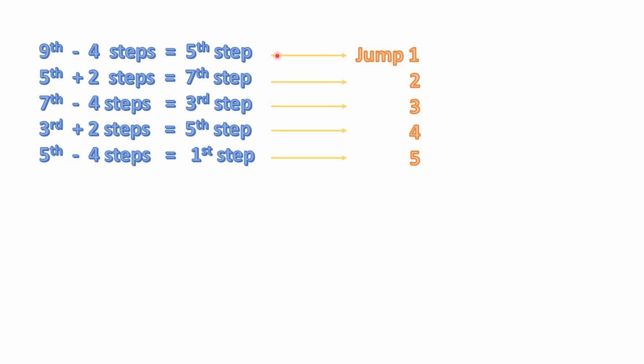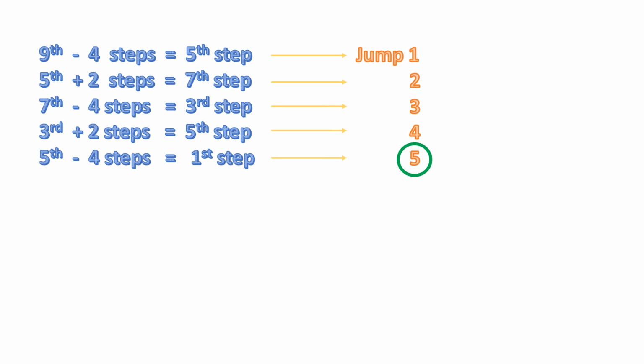These show the steps and these show his jumps, right? So he jumped how many times? 1, 2, 3, 4 and 5 times he jumped in order to reach the 1st step, right? So as we can see, he was on the 9th step and he had to jump 5 times in order to reach the 1st step. So the total number of jumps was 5.